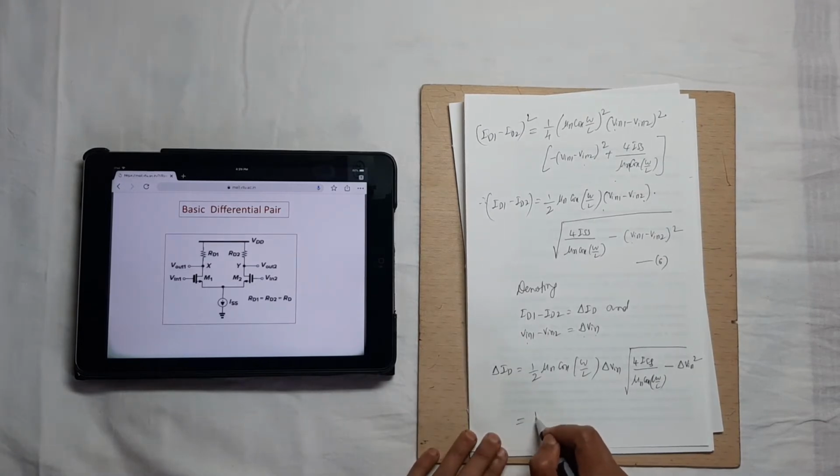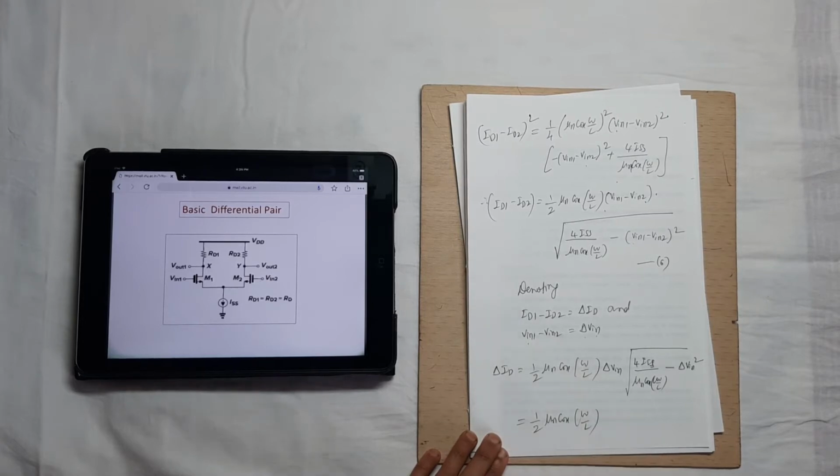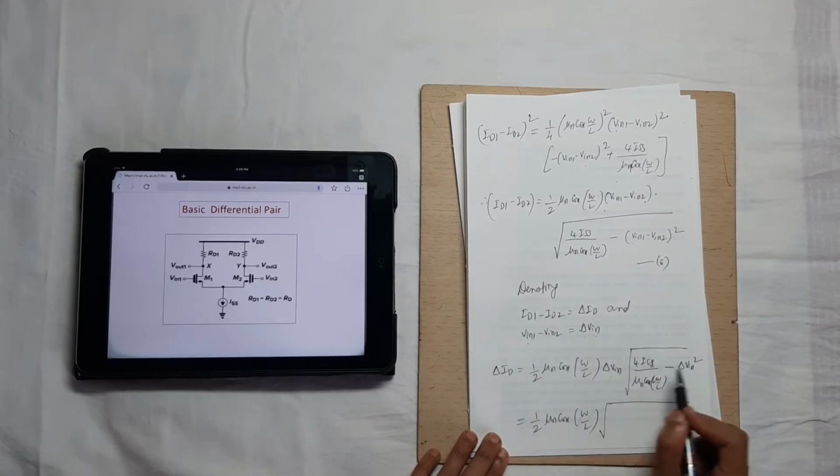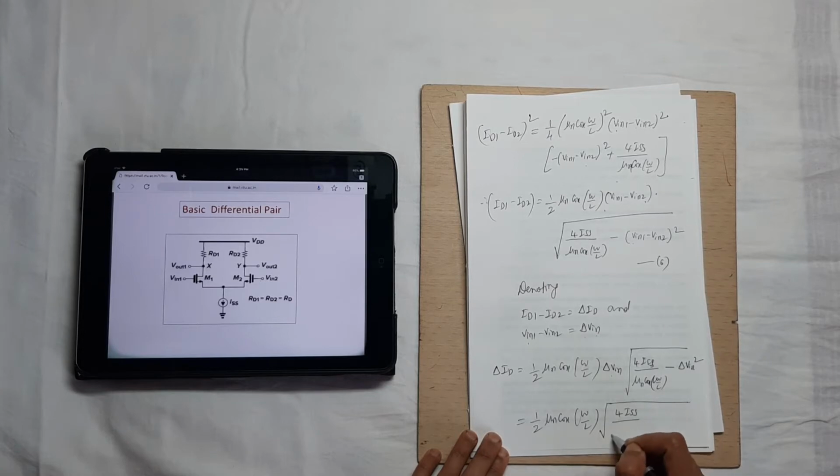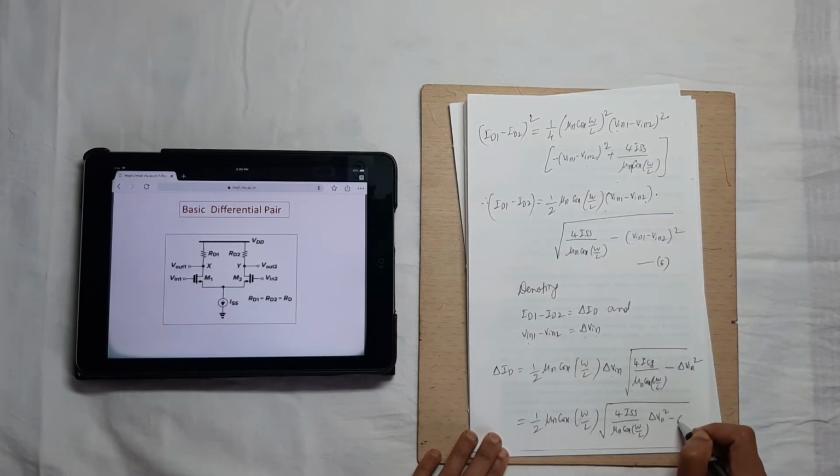This is equal to half mu n Cox W by L into square root of, this delta Vin I'll take inside. I get it as 4 ISS divided by mu n Cox W by L into delta Vin square minus delta Vin to the power of 4.